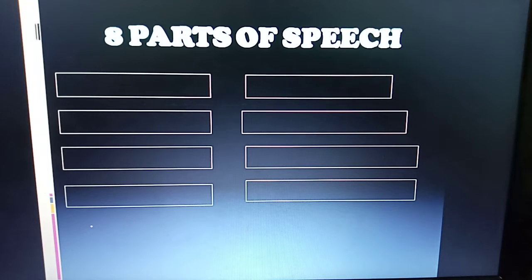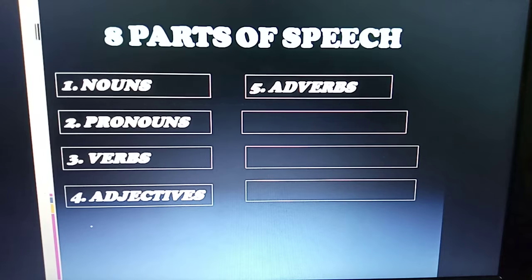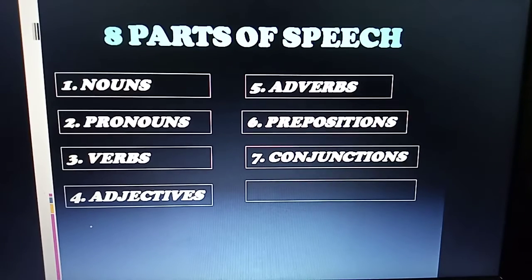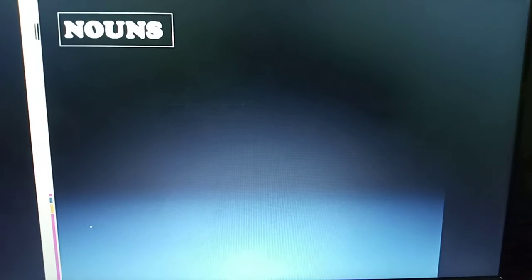For this grammar lesson, we will be talking about 8 parts of speech. We have nouns, pronouns, verbs, adjectives, adverbs, prepositions, conjunctions, and interjections. So these are the 8 parts of speech in English. But first, we will be talking about nouns.